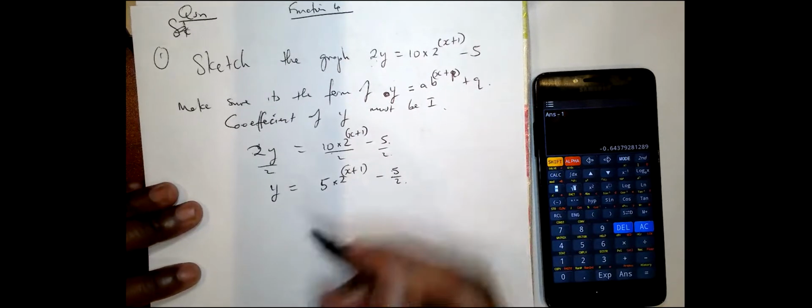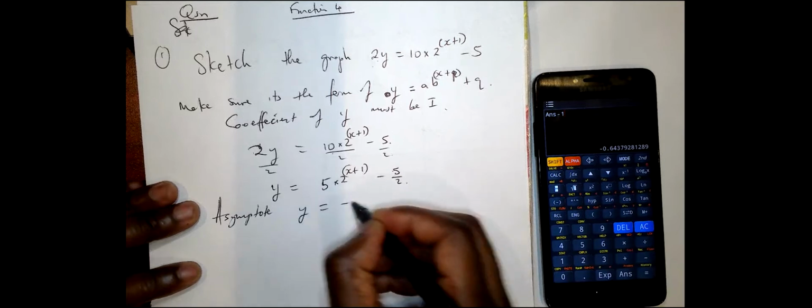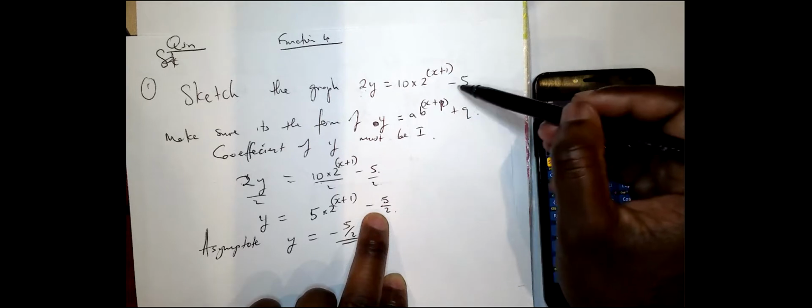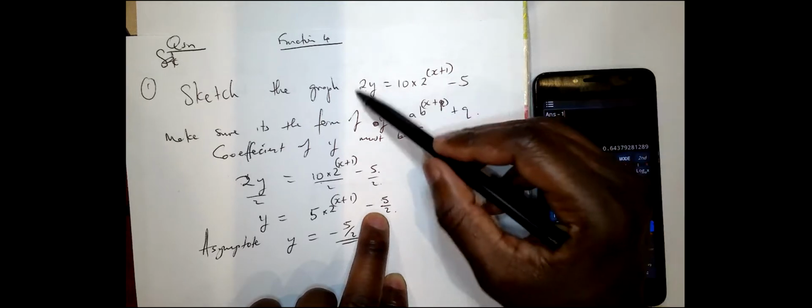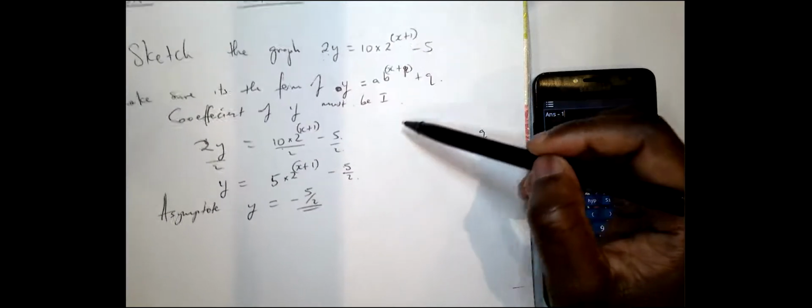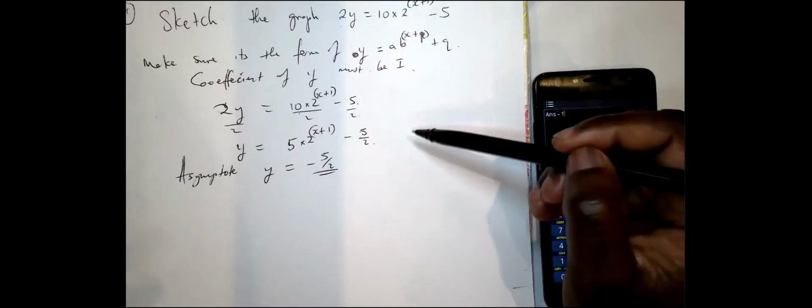So in this case, the asymptote is going to be y equals negative 5 over 2, because it's no longer y equals negative 5. It's something you need to master, so that you don't take negative 5 here without thinking about y. You must first check y and make sure that the coefficient of y is 1. Then after that you can play around with it with your question.